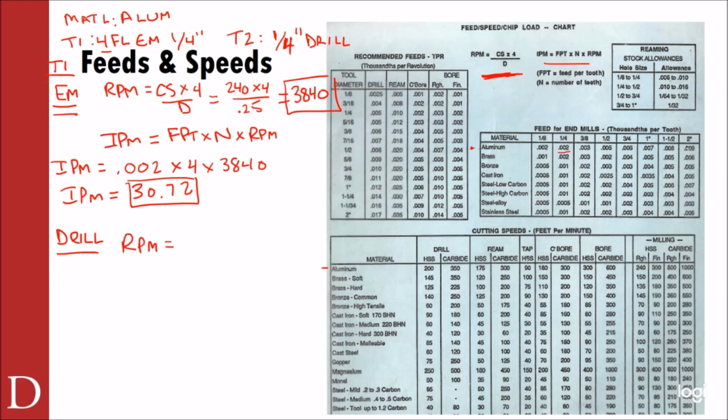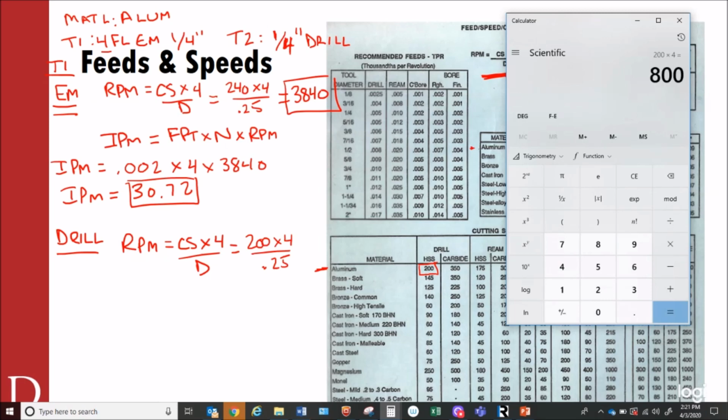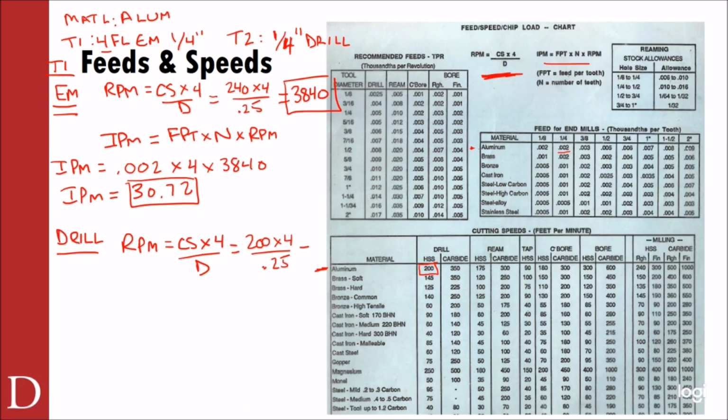So RPM is still equal to cutting speed times 4 divided by diameter. Now the cutting speed for a drill, I'm still working with aluminum, and I'm going to assume a high-speed steel drill. Unless I tell you it's carbide, you can always assume high-speed steel. So that'll be 200 times 4 divided by 0.25. Okay, so I'll bring up my calculator here. 200 times 4 equals that, divided by 0.25 equals 3,200 RPMs. There we go. 3,200. That's what we have there.